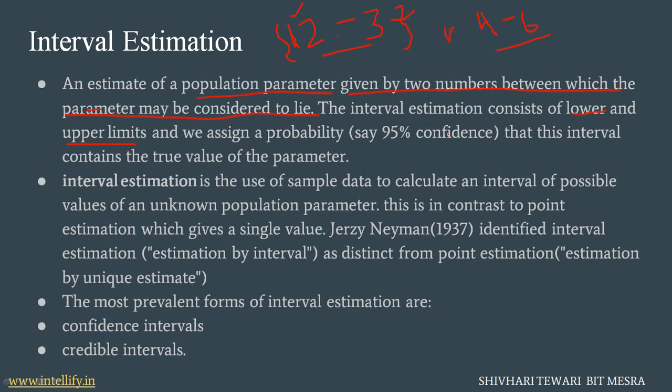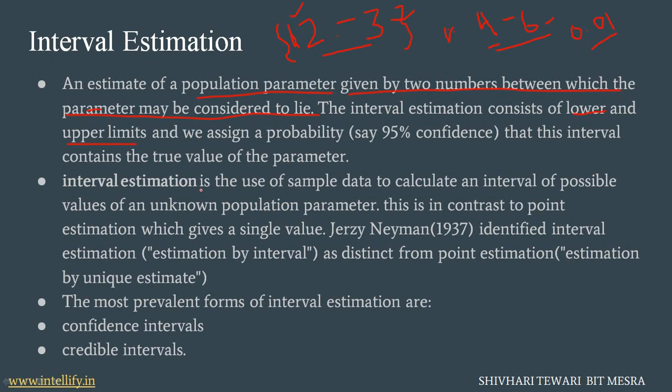The interval estimations consist of lower and upper limits, that means 4 is the lower limit and 6 is the upper limit, and we assign the probability, say 95% confidence or 99% confidence, with a significance value of 0.01 or 0.05. So this is how interval estimation works, and this is how it gives the estimation about a given interval. That means the interval between the two numbers in which the parameter may be considered to lie, and this is how we define interval estimation.